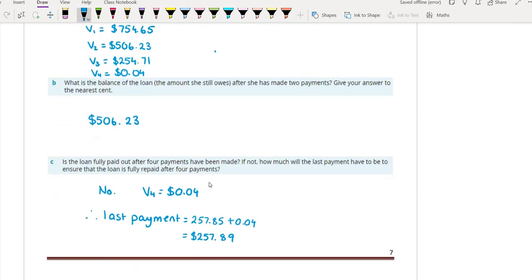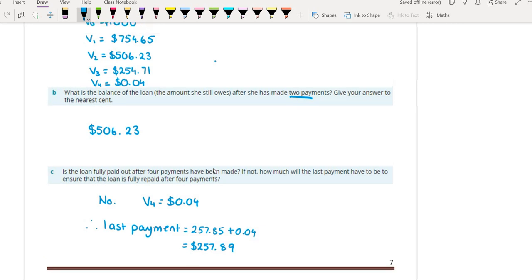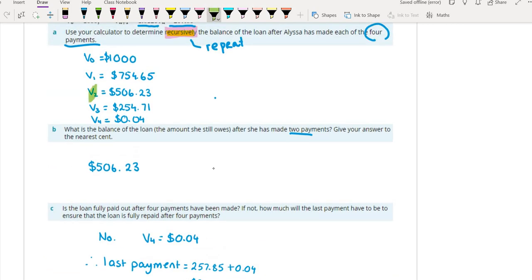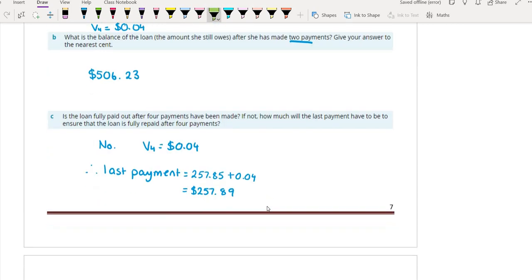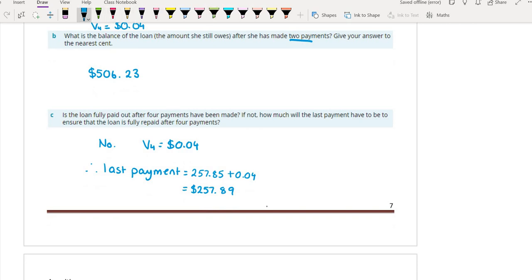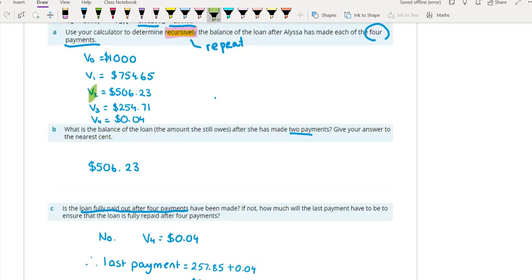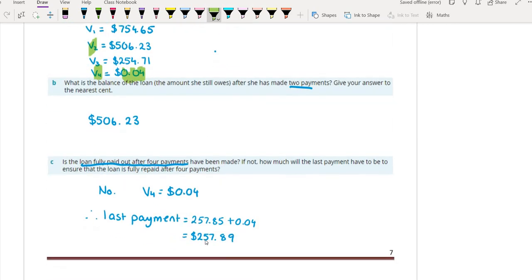And the next question says, what is the balance of the loan after 2 payments? So you just have to read off V2. And then the last question says, is the loan fully paid out after 4 payments? And as you can see, after the 4 payments, we have very little amount left. That's like 4 cents. But obviously that's still money, and so it's not fully paid out.